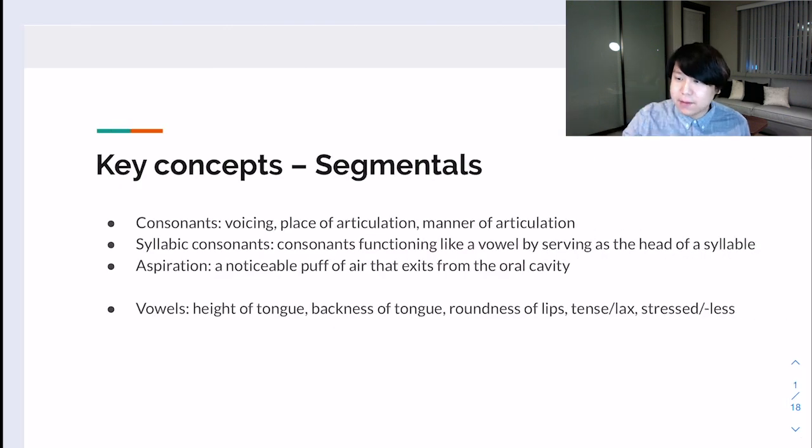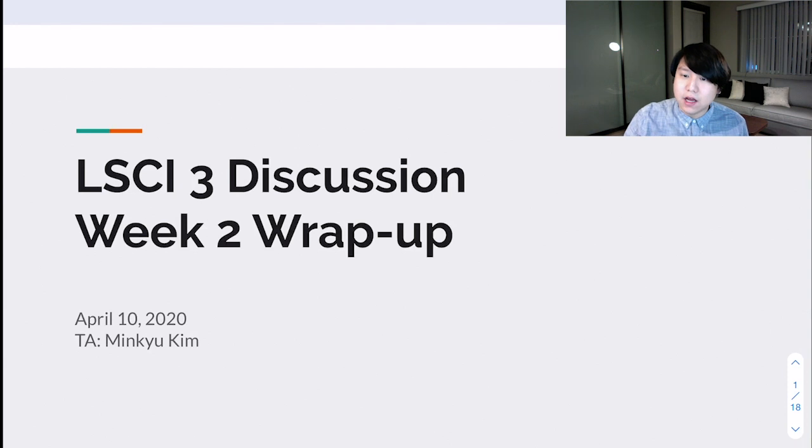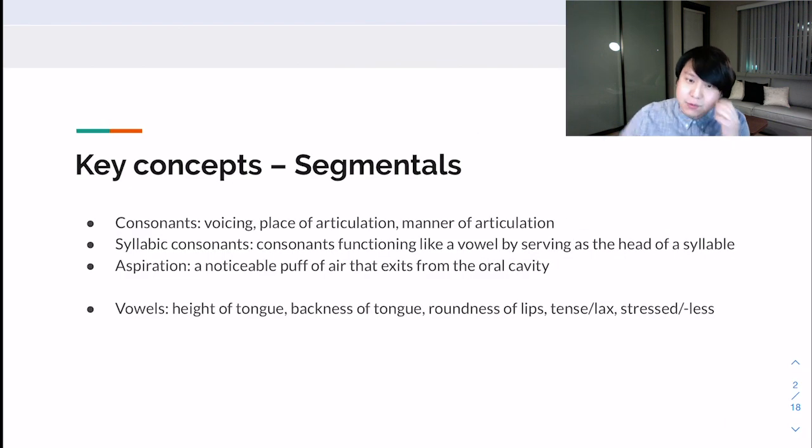Today, I'm going to talk about some key concepts that were covered this week. And in the second video, I'm going to give you a short tutorial on how to transcribe English words into International Phonetic Alphabet, or IPA. So for key concepts, we learned about consonants and vowels. Consonants can be categorized using 3 different criteria: voicing state, place of articulation, and manner of articulation.